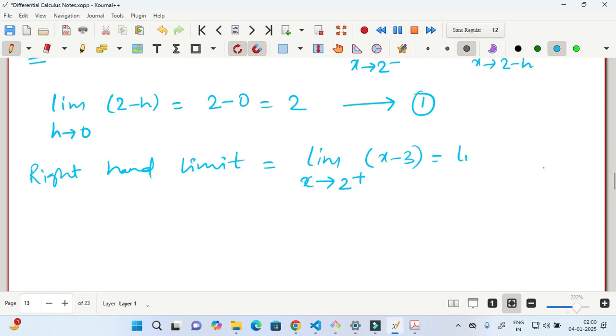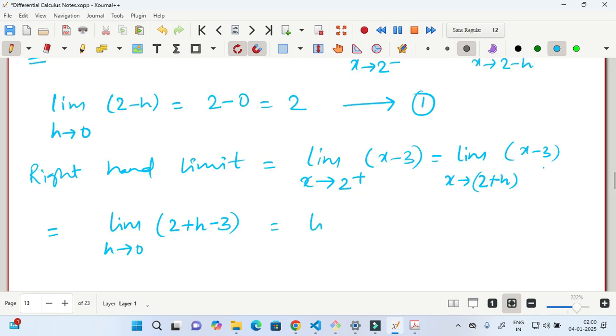Which is equal to limit x tends to 2 plus h of x minus 3, and here limit h tends to 0 of 2 plus h minus 3, which is equal to limit h tends to 0 of h minus 1. This is equal to 0 minus 1, clearly it is minus 1. Let's take it as equation 2.